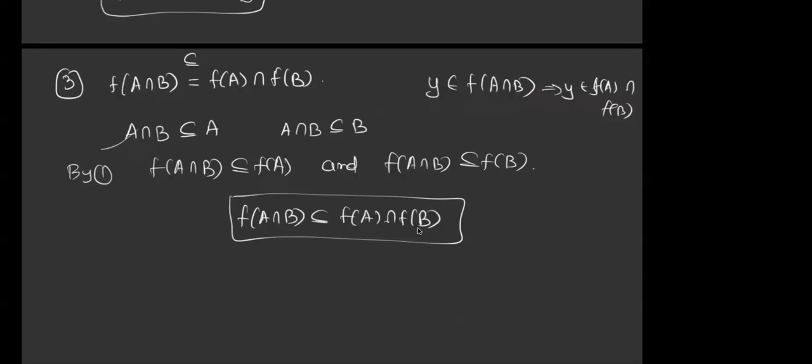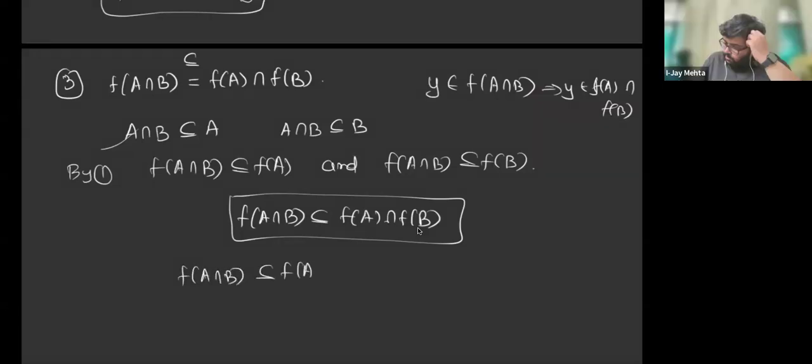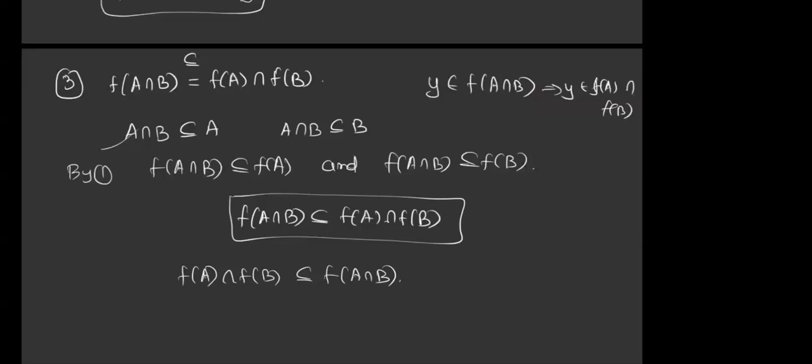Yes, sir. Now we have to show f of A intersection f of B is a subset of f of A intersection B. How do you show that? This is what you said, right? Yeah. How do we show this? Sir, I will use the first method. That is, I take an element from f of A intersection f of B, and then I will show it is in f of A intersection B.